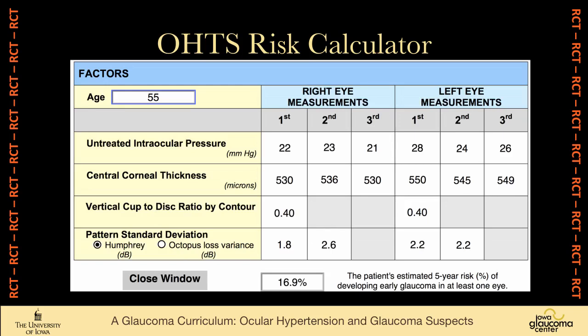And so you can see that this 55-year-old patient with pressures as high as 28 millimeters of mercury, sort of average corneal thicknesses, small cup to disc ratio, pretty normal visual fields, has a 16.9% 5-year risk of developing early glaucoma in at least one eye.